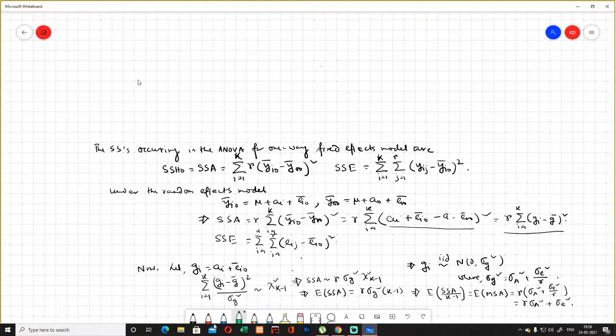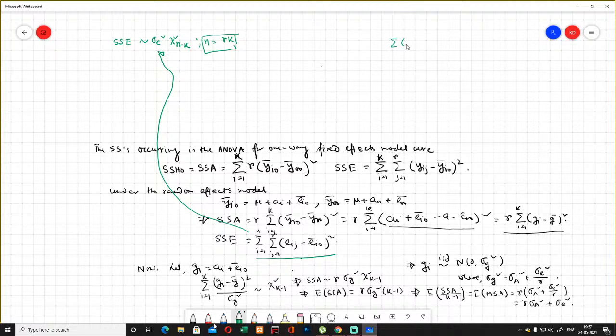Now consider the expression of SSE. We can show that SSE follows sigma e square chi square n minus k, where n equals rk. Just see the expression of SSE. Look at this expression. From this expression we can write this thing.